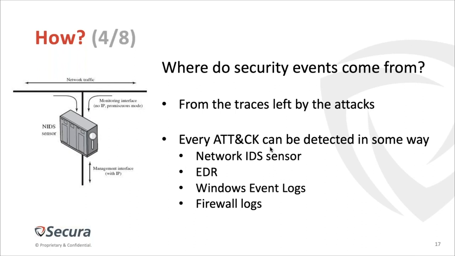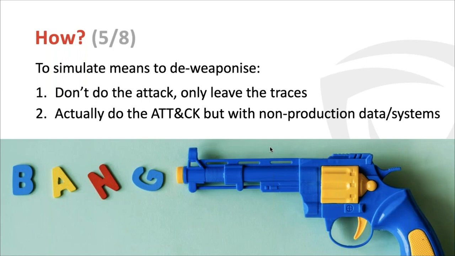So if you actually look at how to simulate that, what you're doing is de-weaponizing the actual attack. You don't do the attack, but you only leave the traces. So let's say, for instance, one of the TTPs is brute forcing. Well, the traces that a brute force attack leaves would be a whole bunch of failed login attempts, which will be visible in a Windows event log or a Windows security log. So that's one way.